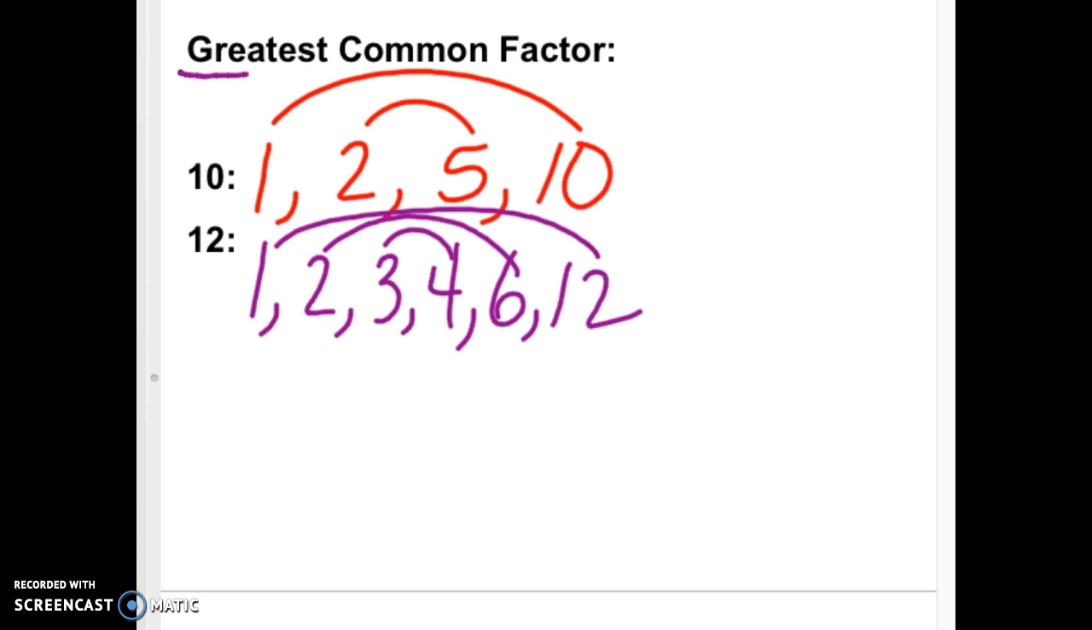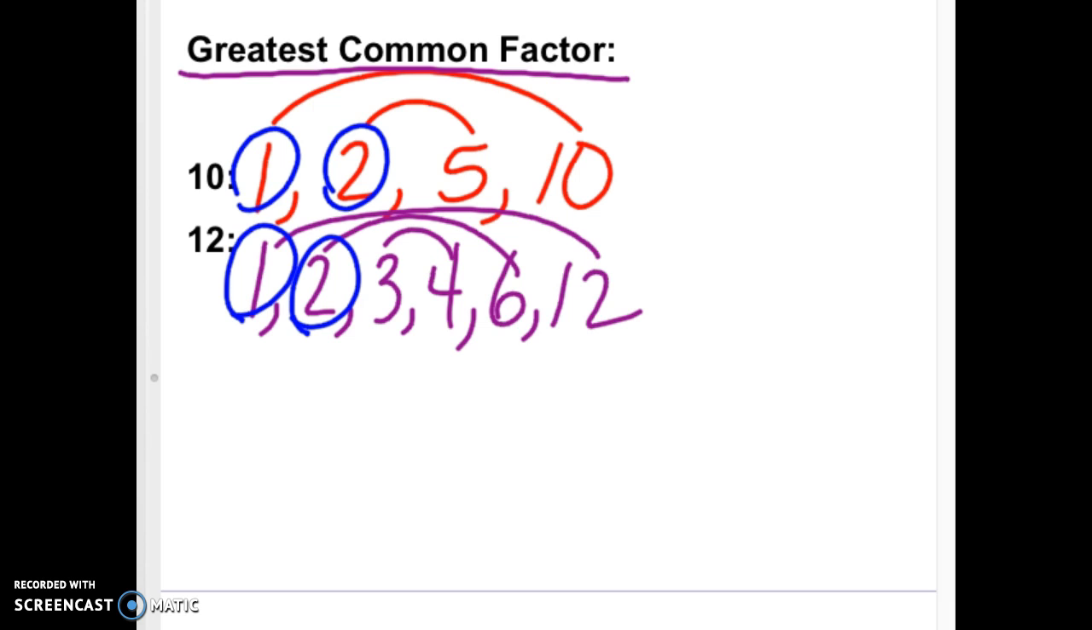I'm looking for the greatest factor that they have in common. So they both have a 1, they both have a 2, and that's the only other factors they share. So the largest factor that they have in common is 2.